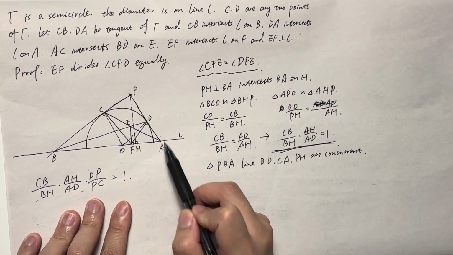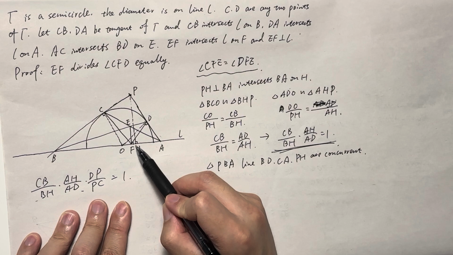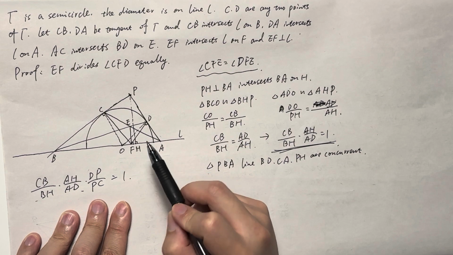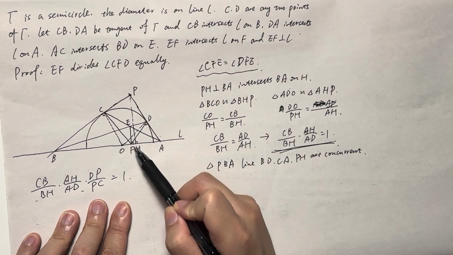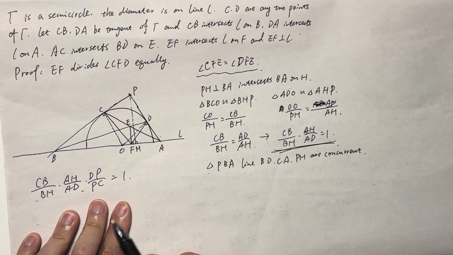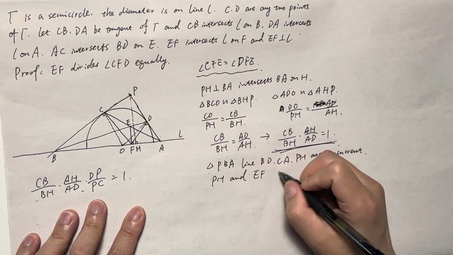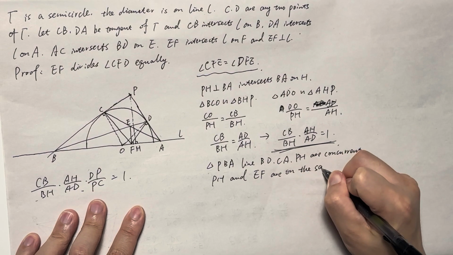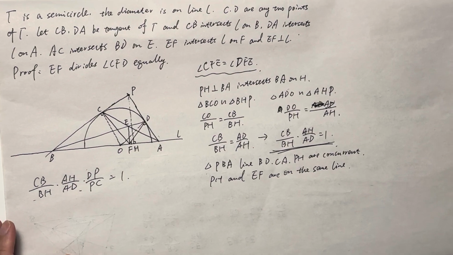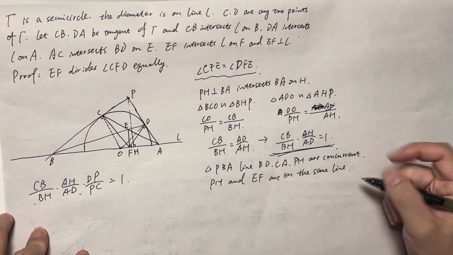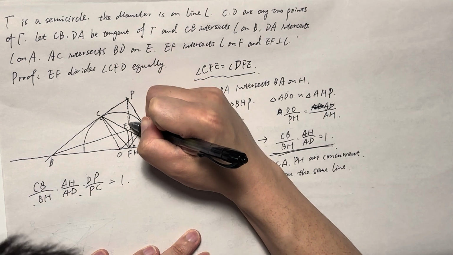Now we know that BD intersects AC at point E, and PH also passes through point E. We know that PH is perpendicular to BA and EF is perpendicular to BA, which means PH and EF are on the same line. So it's actually P through E to F.